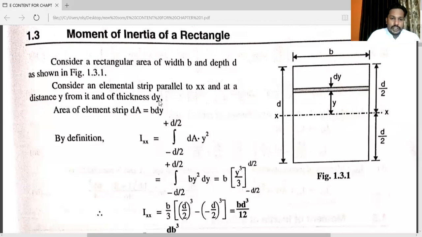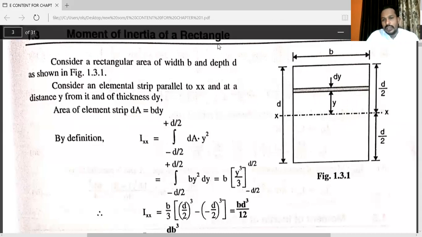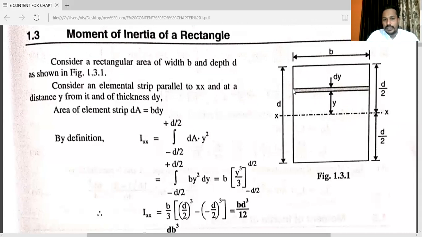And the thickness of that strip, that is dy. Already I explained dy. So the area of the element strip dA is nothing but b into dy. We know the formula for area is base into depth. So here the base distance is b, and the height, or you can say the depth of the strip, is dy. So the formula will be b into dy.